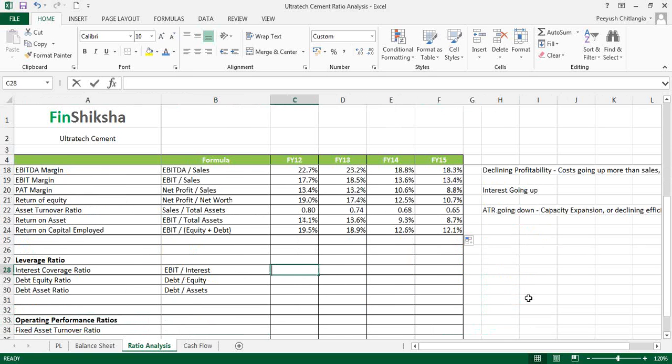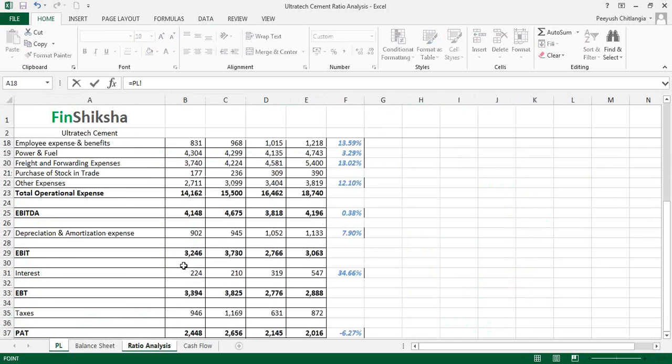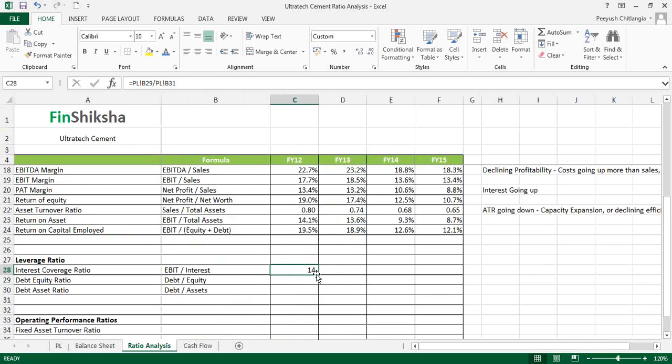Let's look at interest coverage. That's EBIT by interest, right? So EBIT divided by the interest component. That's good in the first year, but declines over the period of time from 14 to 6. 6 is still comfortable, assuming that your interest component is correctly defined there. If the interest is defined in terms of only the accounting expense on account of interest, but actual interest is different, we'll have to check that.